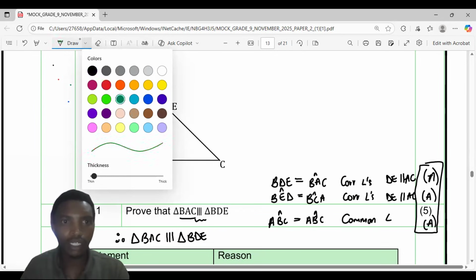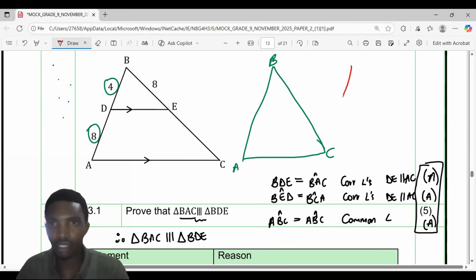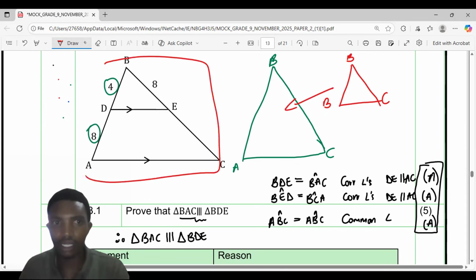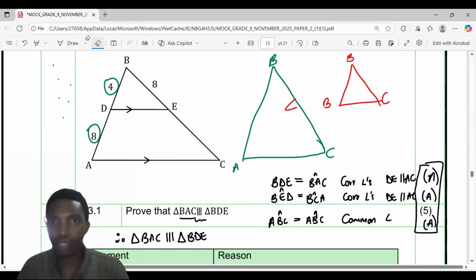I'm going to draw those triangles again, that big one. We just proved that this big triangle, which is triangle ABC, and I'm going to take that small one and throw it outside. We know they are similar, but this one is DBE. If we want, we can take this triangle and put it inside, and it will look like that big drawing, right? But then we decided to draw it outside.